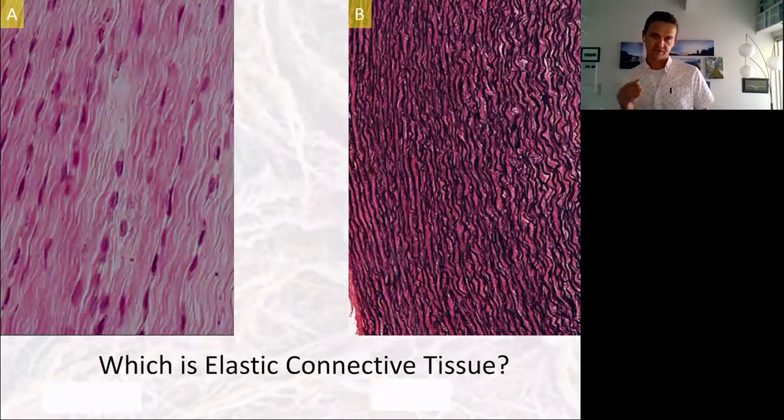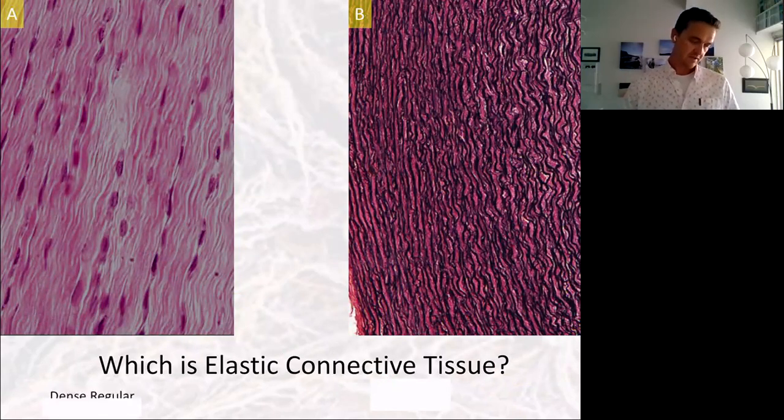Okay, so pause it for a second, see if you can figure this one out. Which one's elastic connective tissue? So we see the dense regular, and then we see the elastic there. It's a little bit different look. You don't see cells as much on the elastic side. You do see some more cells on the regular side.